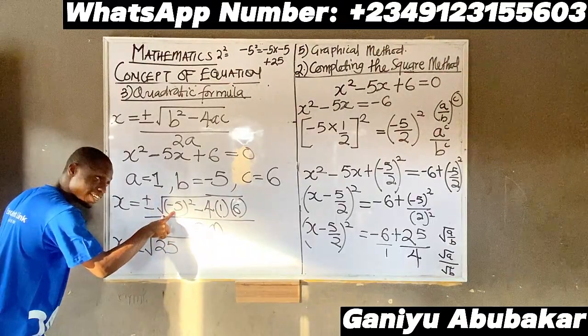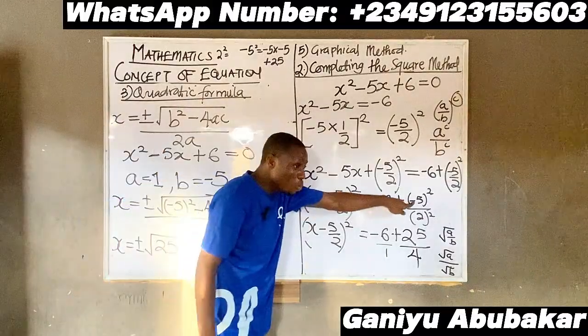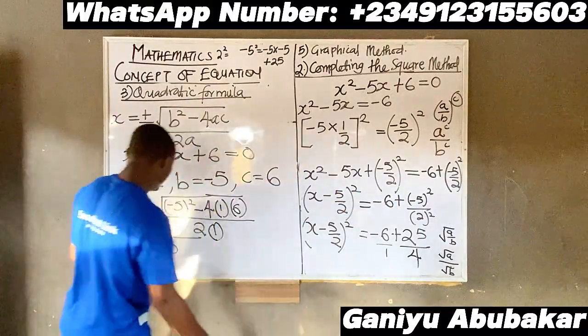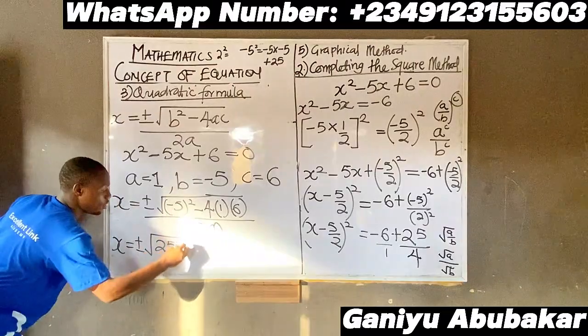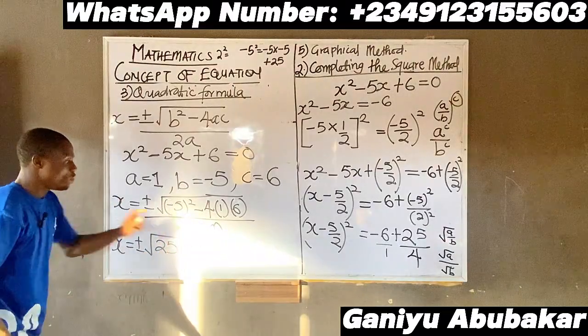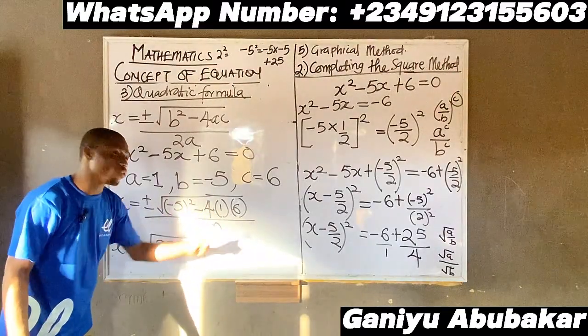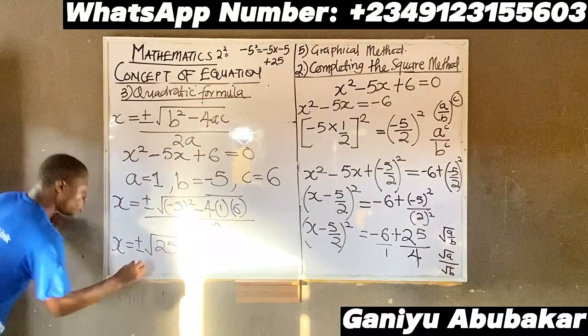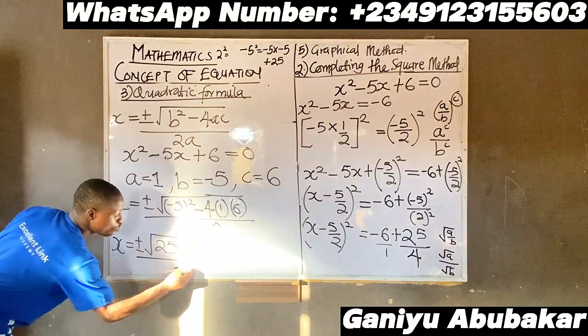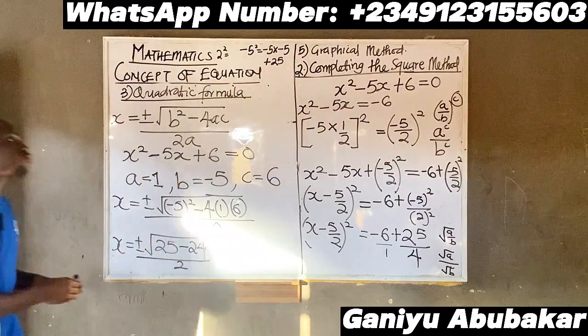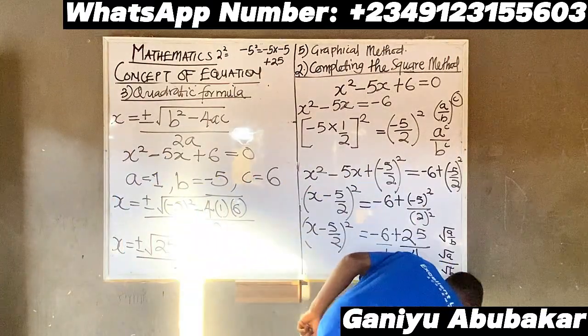What's the answer here? 4 times 1 is 4, times 6 is 24. This is 24 here, all over 2. So 2 times 1 is 2. We're almost done with this.